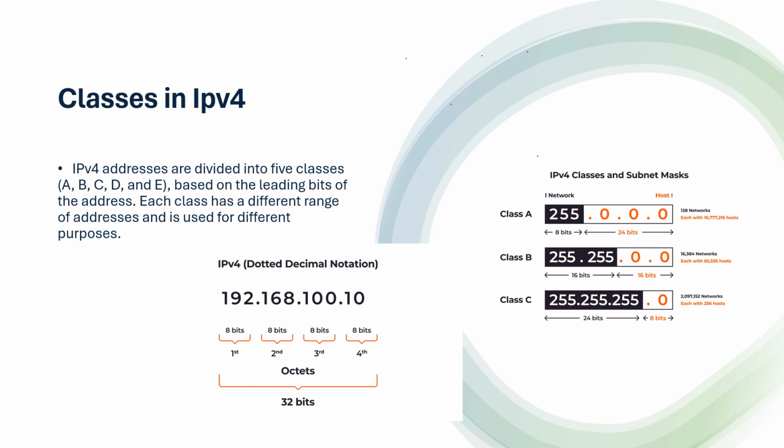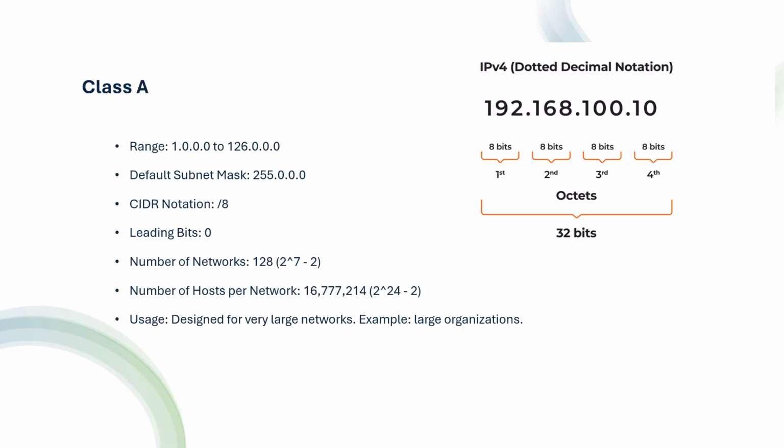IANA can allot any byte as a network address. It can allot the first byte, the first two bytes, or the first three bytes as a network address, and the remaining would be reserved for the host. This is class A. In class A, the first byte of the address is the network address, and the remaining three bytes are reserved for the host.